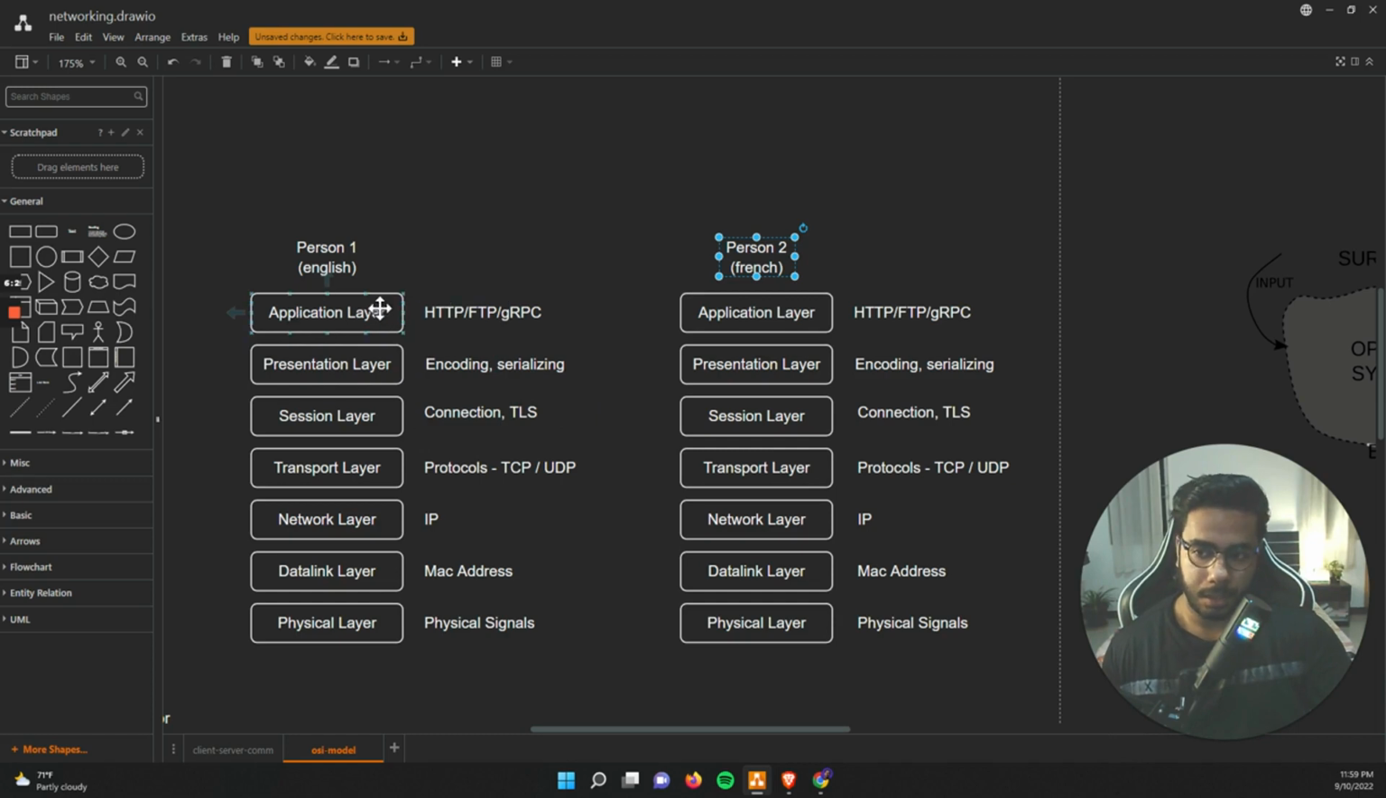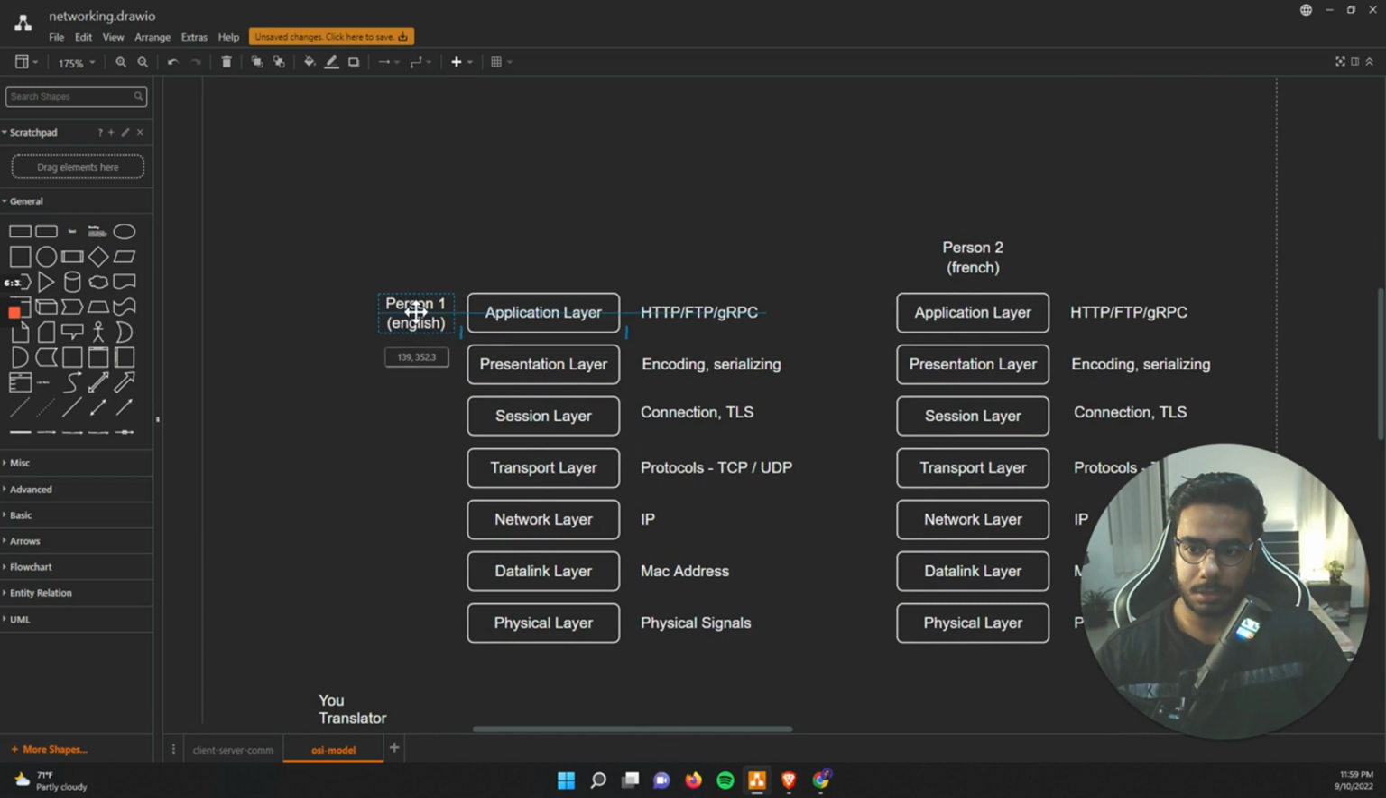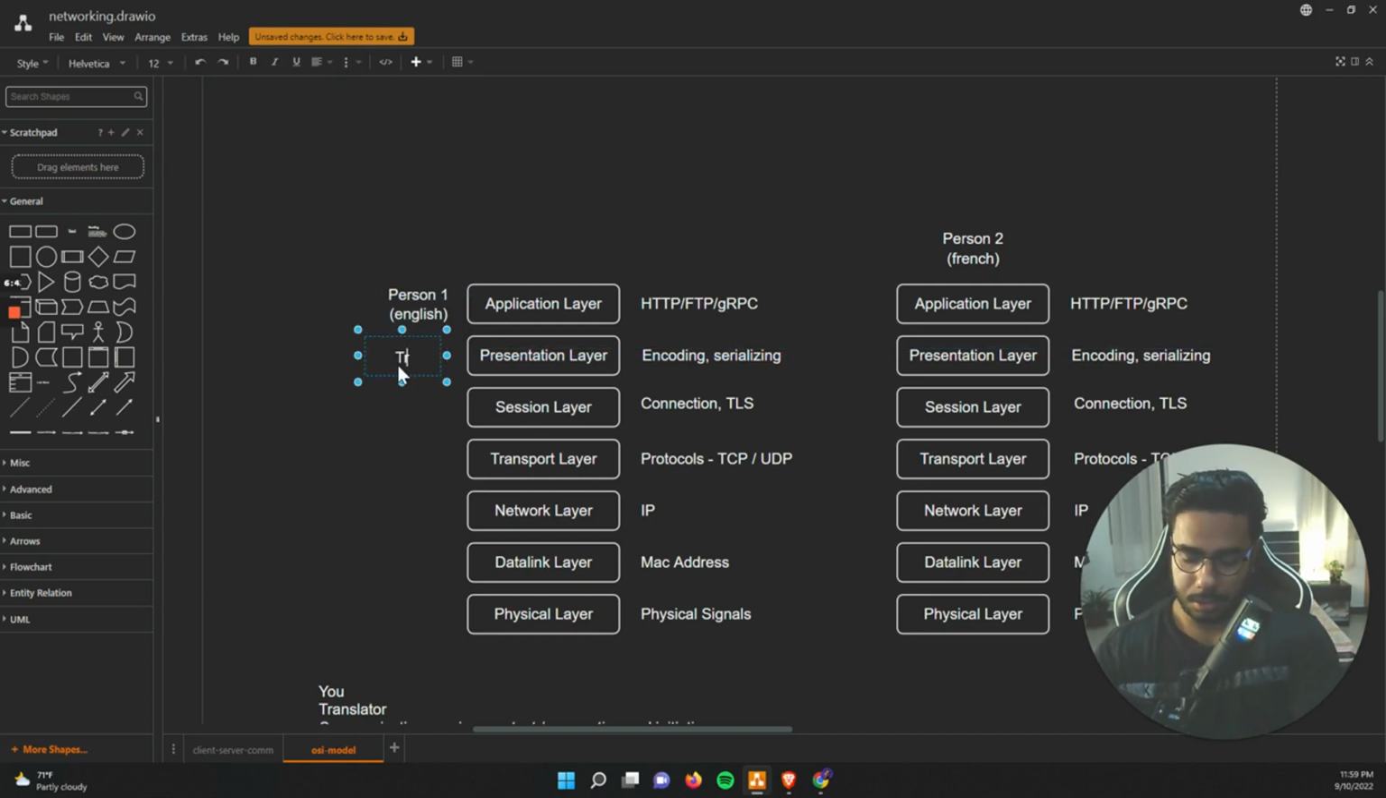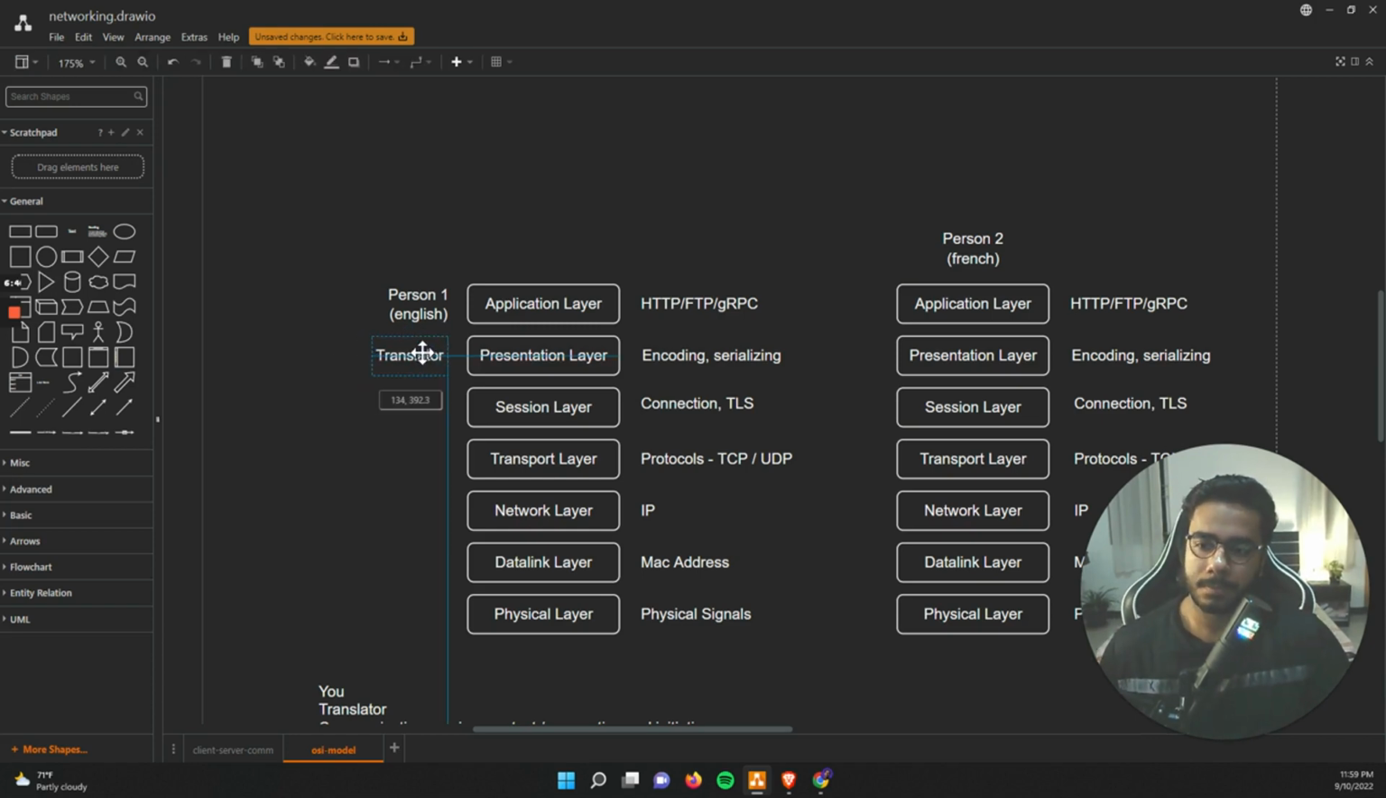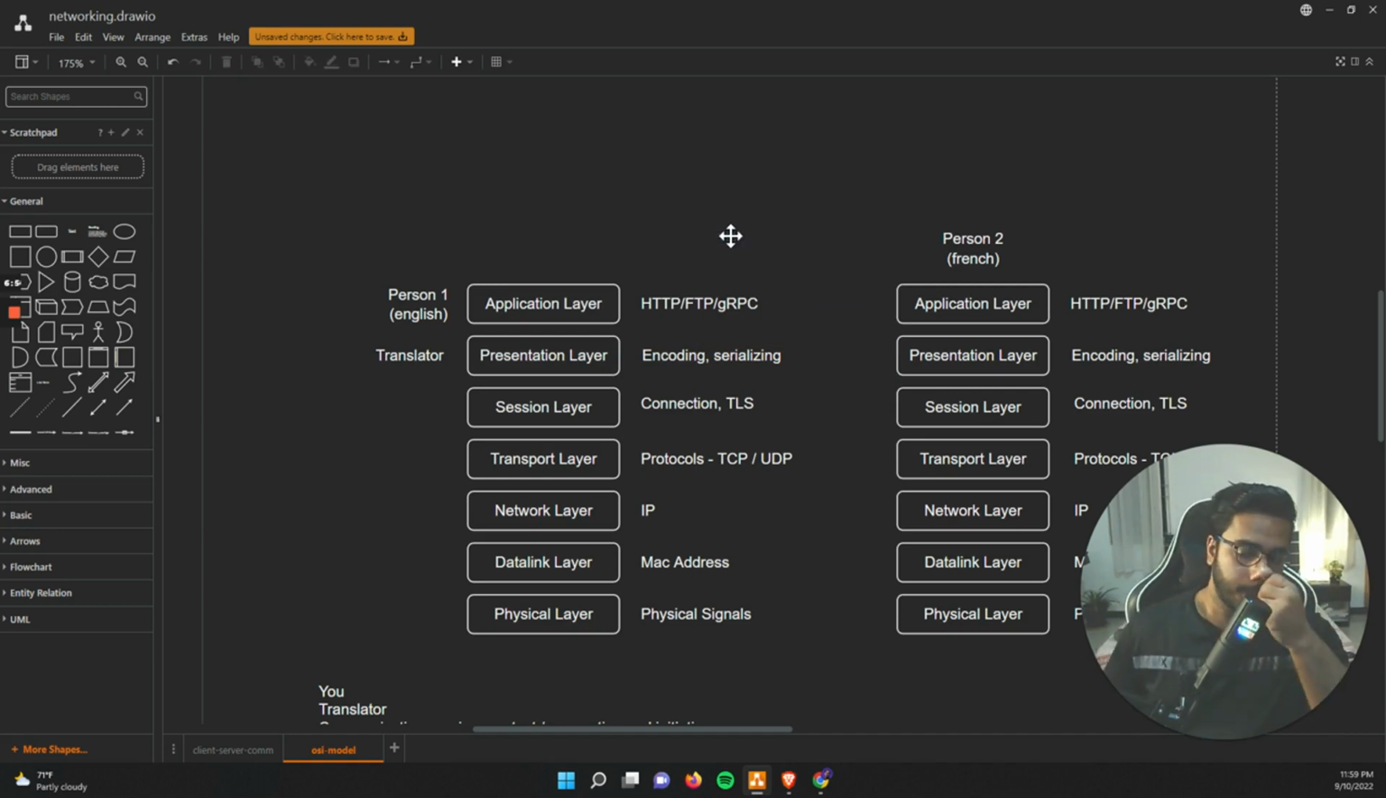First of all, let's assume the application is the person who knows English. He, or she, or whatever the person is, would need a translator. That would be the presentation layer. Translator as in, okay, yeah, let's keep it simple for now. So the person would need a translator who would translate what he's trying to say into a general format.